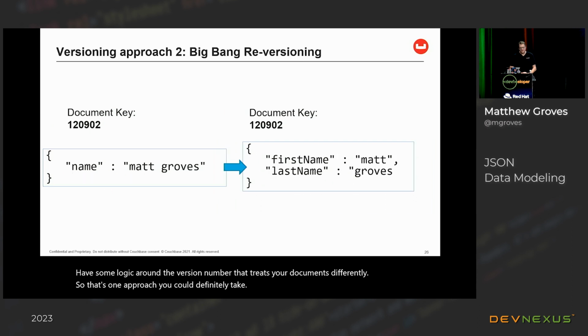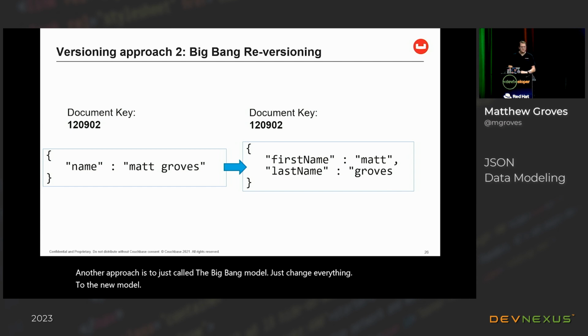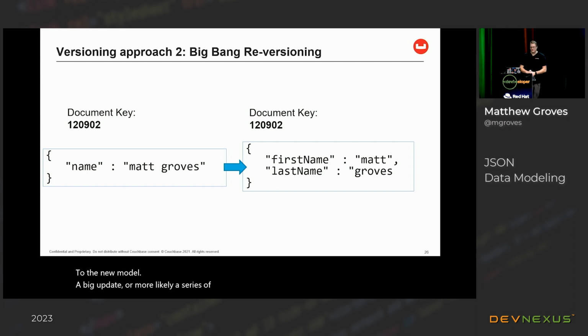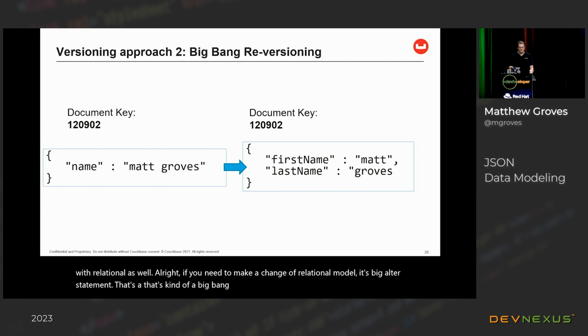Another approach is what's called the Big Bang model. Just change everything to the new model. A big update, or more likely a series of batch updates. You can take this approach with relational as well. If you need to make a change to a relational model, it's the big alter statement. That's kind of a Big Bang update sort of thing.